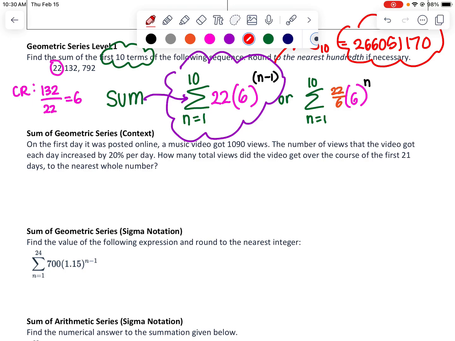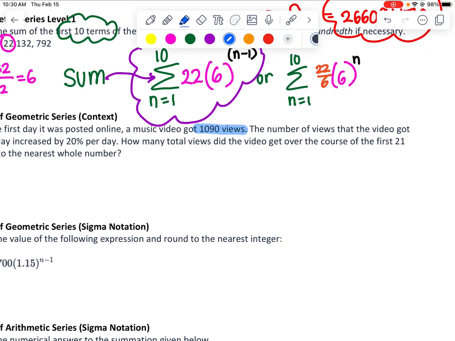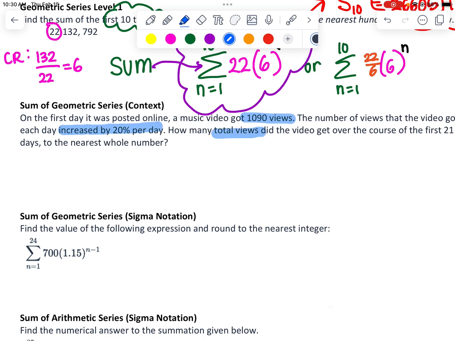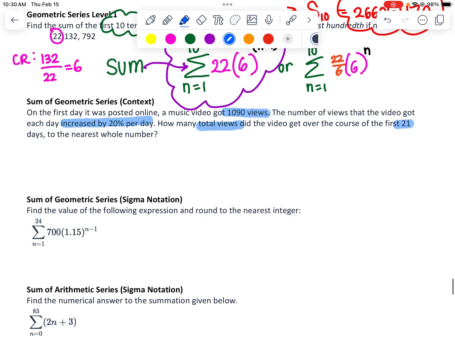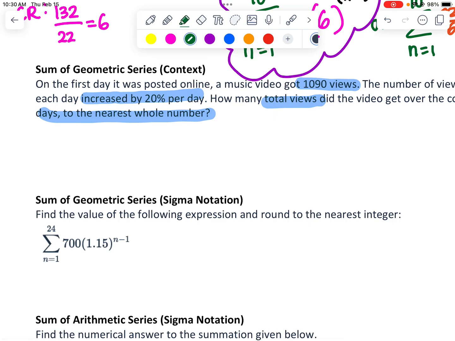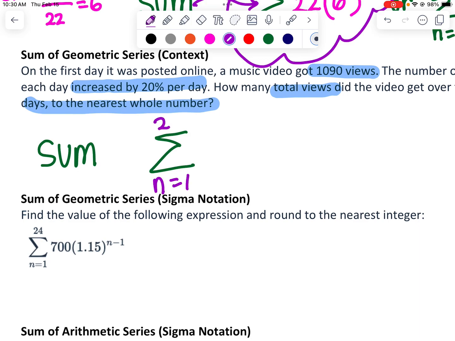On the first day it was posted, a music video got 1,090 views. The number of views that the video got each day was increasing by 20%. How many total views did the video get over the course of the first 21 days? Round to the nearest whole number. All right, so again, you'd write your program, go to Desmos, and type in sum, S-U-M. What pops up is this sigma. We want it for the first 21 days, so you're going to type in n equals 1 to 21. This is telling your program to add up the first 21 terms.